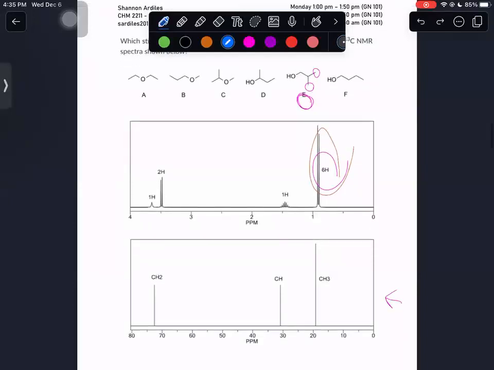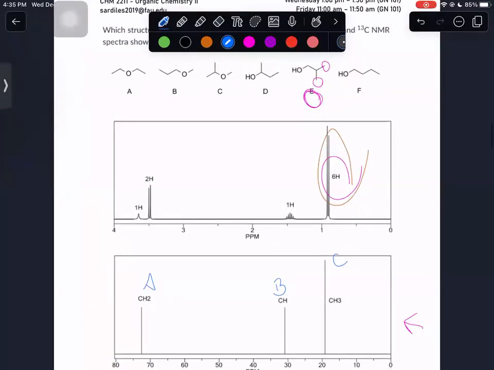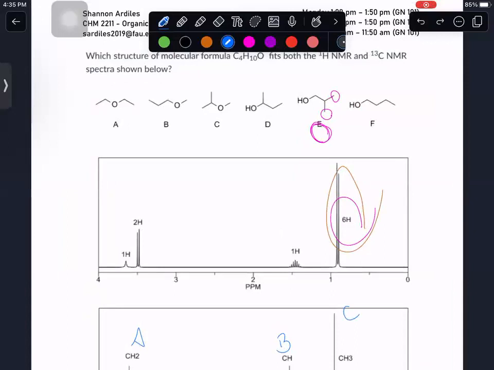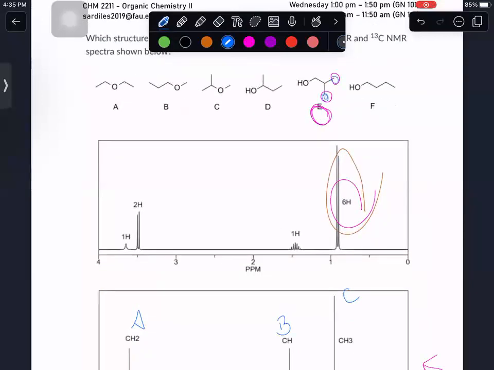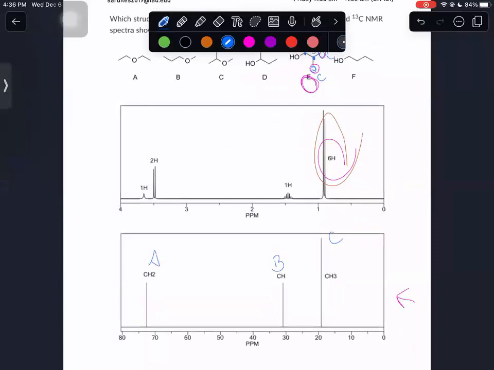Okay, so let's label these ones: A, B, and C. This guy, we're just gonna write it. These guys are C. This guy, it's B. This guy is A.